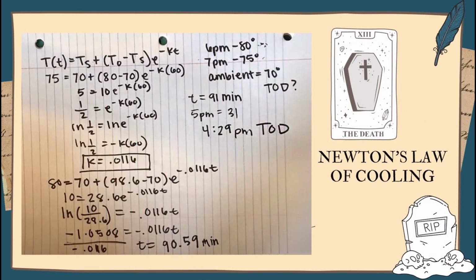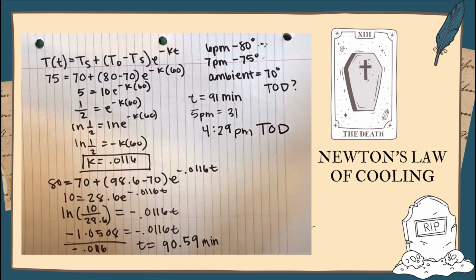Next is Newton's law of cooling. Newton's law of cooling states that the rate of change of the temperature of an object is proportional to the difference between its own temperature and the ambient temperature, as well as estimating time of death in forensic science by measuring body temperature, which is as shown in the example below.